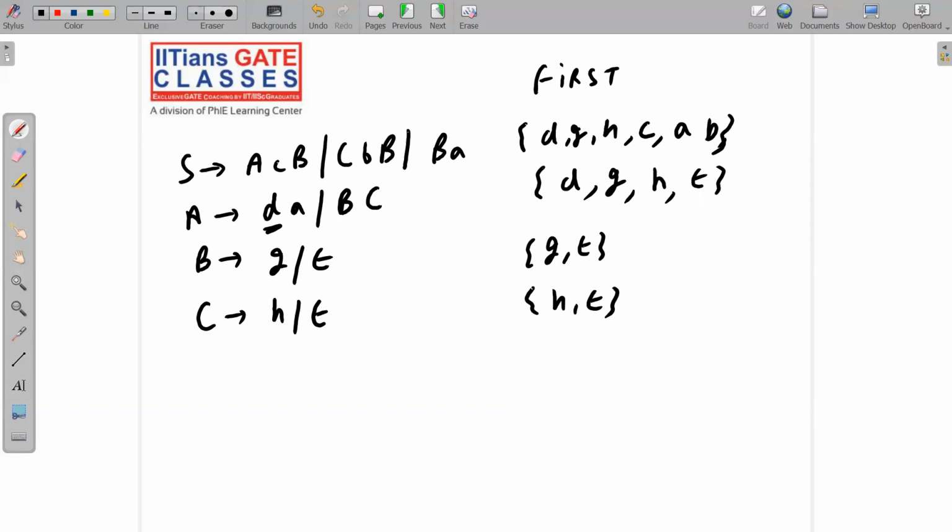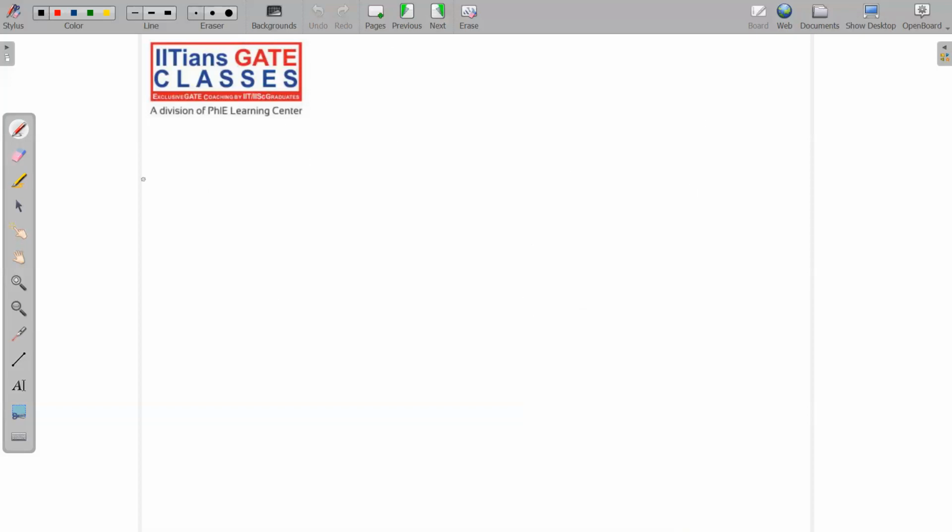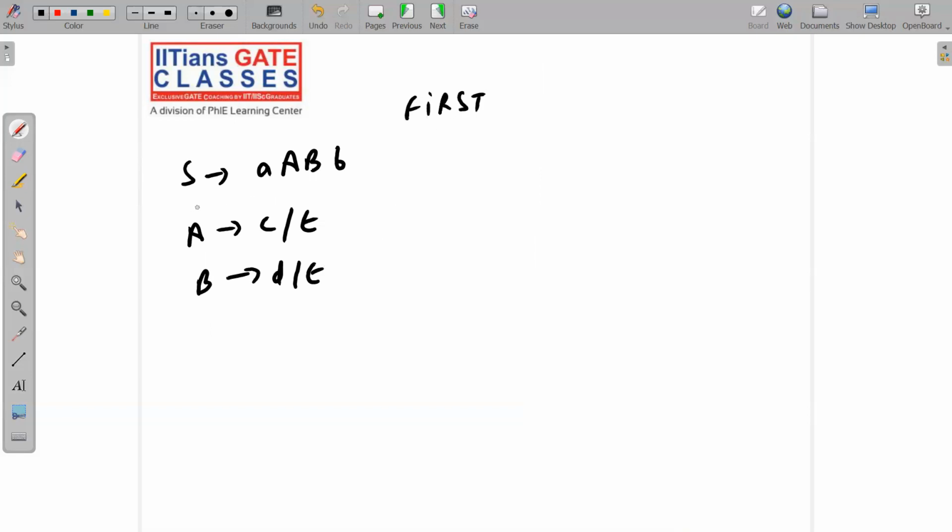I am jumping to the next slide now. The next question is S goes to A, B, B. A goes to C null. B goes to D null. Find the first. Obviously it's very easy. First of S is this terminal symbol only, so A. First of A is C comma null. First of B is D comma null. So that was a very easy question. These are lollipop questions, so you can directly write. This was a very easy question.